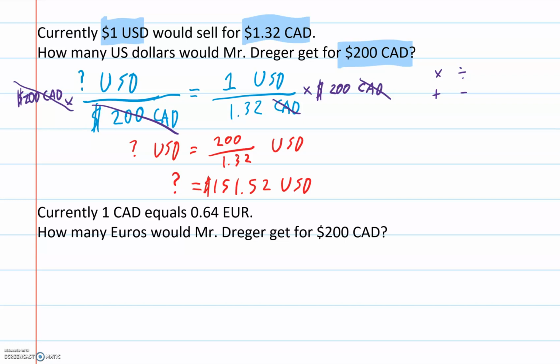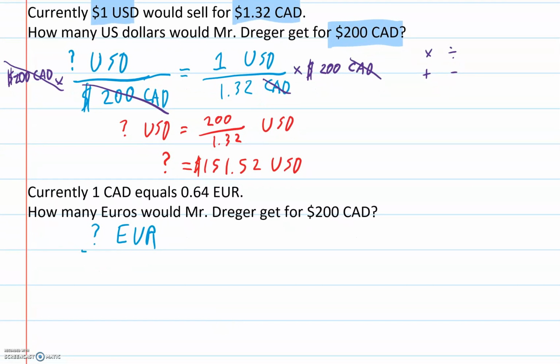Okay, let's look at this next question. Same idea, but with euros and written opposite. So what do we want to know? Well, we want to know how many euros Mr. Drager would get for 200 Canadian. So the question is, how many euros? And you write euros like this. Well, Mr. Drager has 200 Canadian. Then you talk about the exchange rate on the other side.